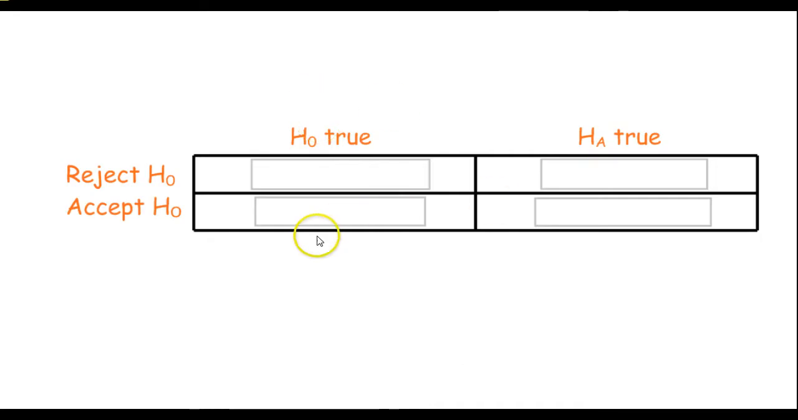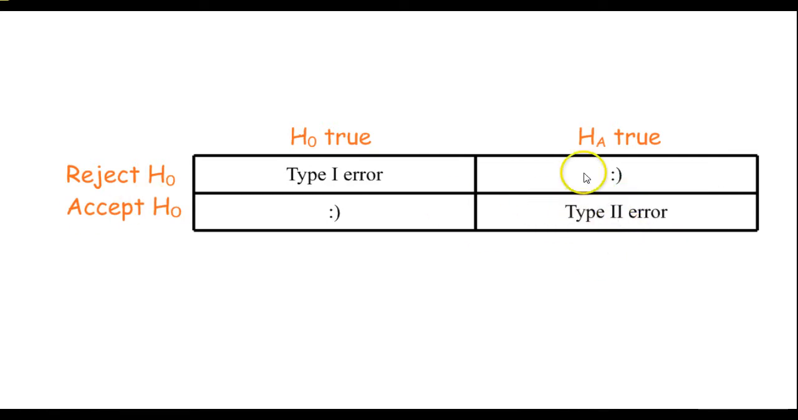Last way is through a grid. If in reality the null is true and we accept it, which means we fail to reject, I should actually even change that wording there, that is a good thing. If the null is true and we reject it, then we made a type 1 error. Alternative is true and we reject it, reject the null, that's a good thing. If the alternative is true and we fail to reject the null, well, then we made a type 2 error.